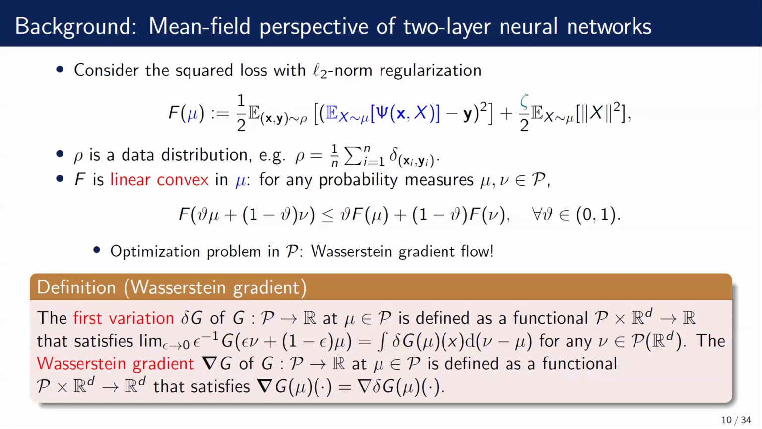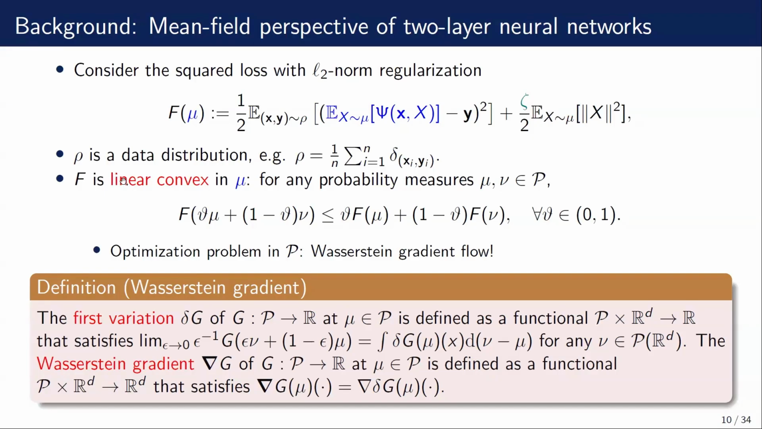So the benefit of considering this mean field perspective is, if we just consider a standard square loss function with L2 norm regularization, like everyone would do with neural networks, we can now write the objective as a function of the distribution mu. So now the objective becomes a function from mu to R, where the first term is just the standard square loss, and the second term is the L2 norm regularization. And rho here is the data distribution, like the empirical data distribution.